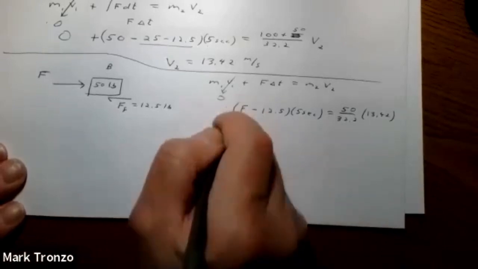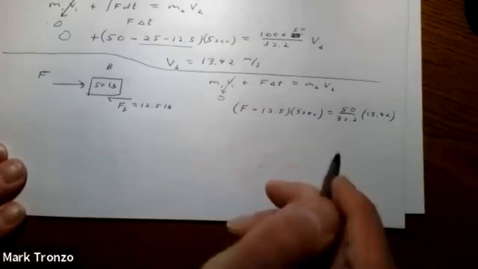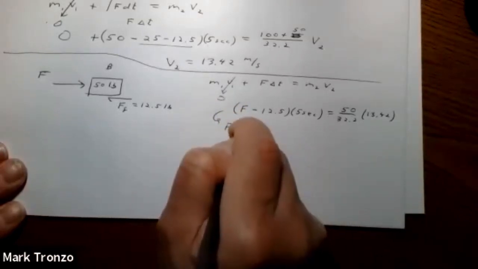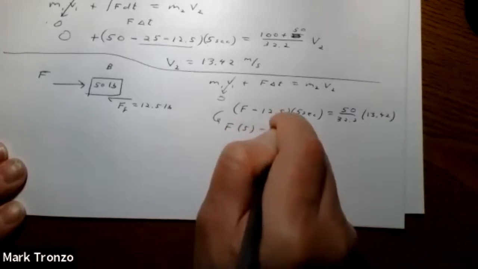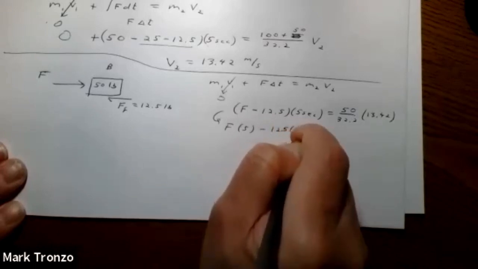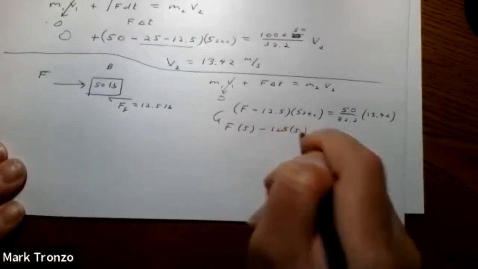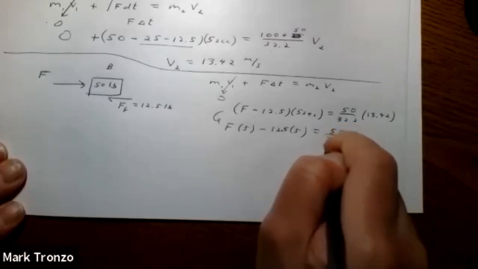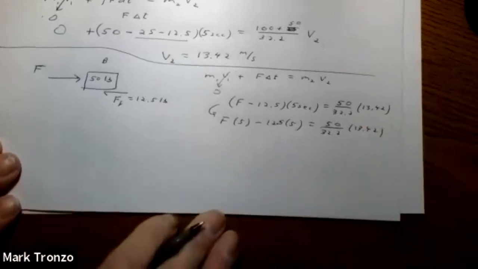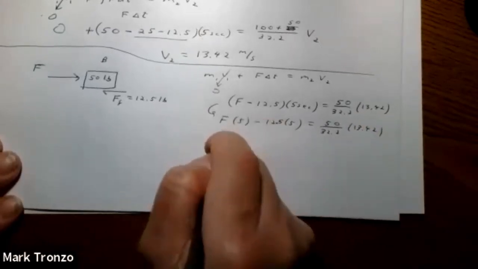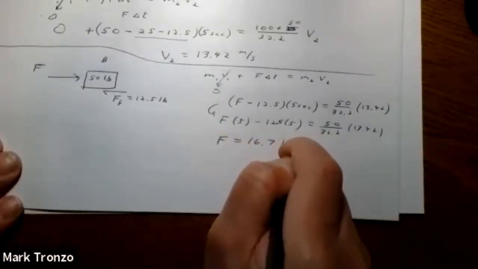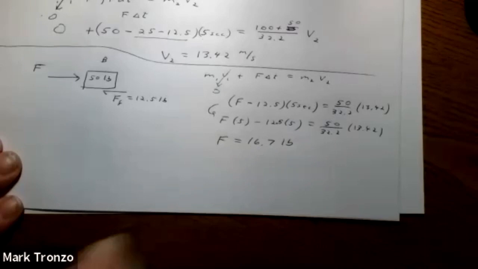And if you solve for F, so it's going to be F times 5 minus 12.5 times 5, that's 12.5 times 5, equals 50 over 32.2 times 13.42. You put that in your calculator, and you get the force applied to block B is about 16.7 pounds.